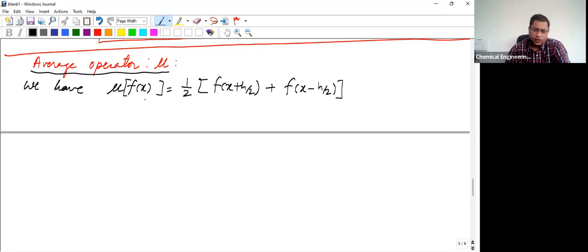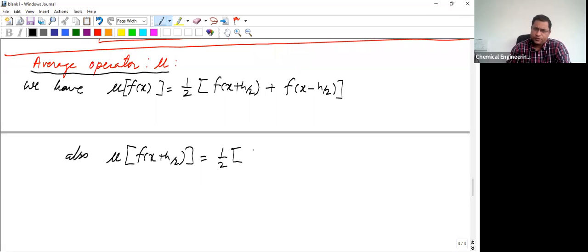We are finding the average of these two. Or also if we consider mu of f of x plus h by 2, then it is going to be half of f of x plus h plus f of x. So are you getting this? When we have to consider the average operator, we have to add h by 2 and then subtract h by 2 from the current position.